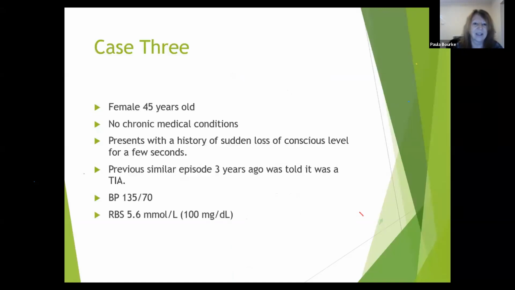Okay. So case 3. 45-year-old female, no chronic medication, presented with a history of a sudden loss of consciousness for a few seconds. Previously, a similar episode 3 years ago, and was told it was a TIA. Her blood pressure is 135/70, and her random blood sugar was 5.6. So, fine. So what do you think with this one?